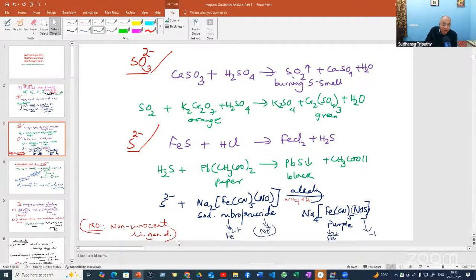Non-innocent means it is a culprit. That means some redox reaction happens not only with the metal ion, but also with NO. It donates electron, it can accept electron. So if the ligand takes part in the reaction, then that ligand is not innocent. It is called a non-innocent ligand, which takes part in a redox reaction along with the metal ion. So that happens.